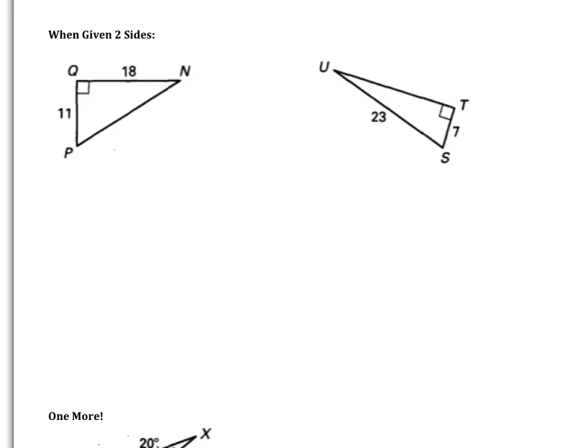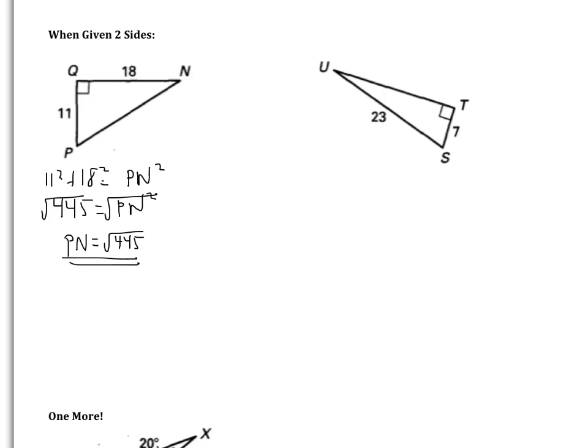We could use special right triangles, which we don't have here, Pythagorean theorem, or trig. Here, since we know two sides, we're going to use the Pythagorean theorem. So I have 11 squared add 18 squared equals PN squared. The left side ends up being 445 equals PN squared. If I take the square root, I get PN equals root 445.